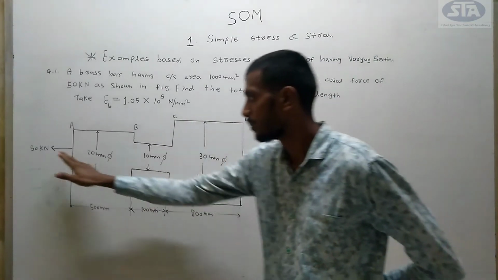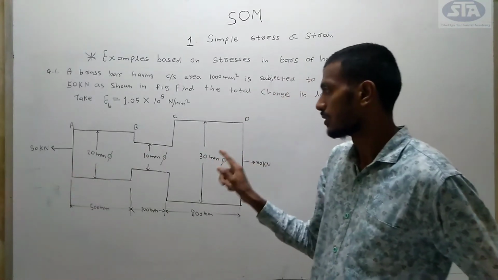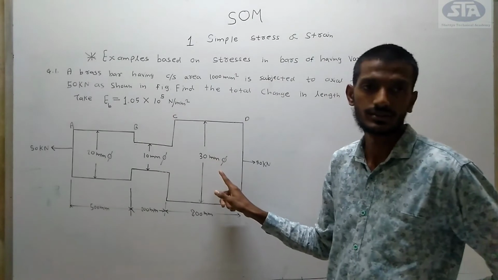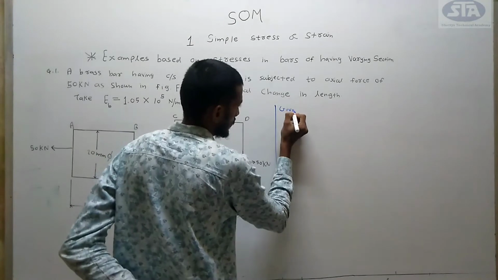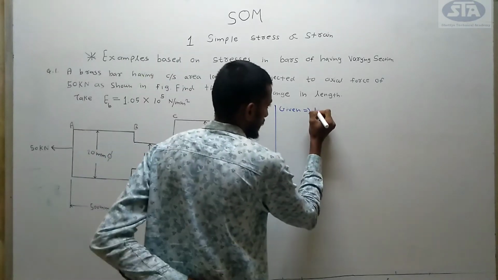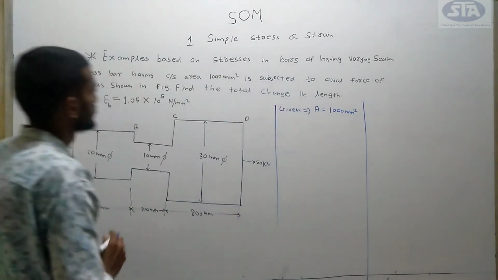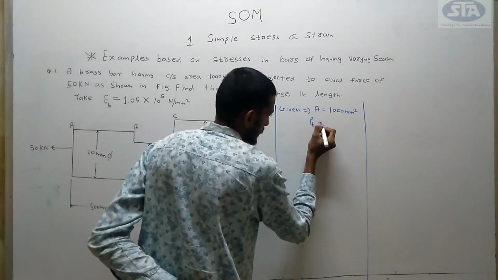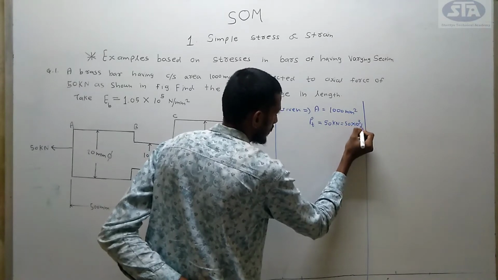We are applying a pull force of 50 kN on both sides. It means that the 50 kN force will be applied on each part of the section. Now the given data: brass having cross section area 1000 mm square, subjected to axial force of 50 kN, that is tensile force 50 kN. Convert into Newton: 50 into 10 raised to 3 Newton.